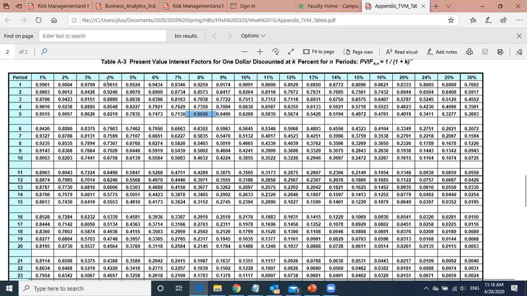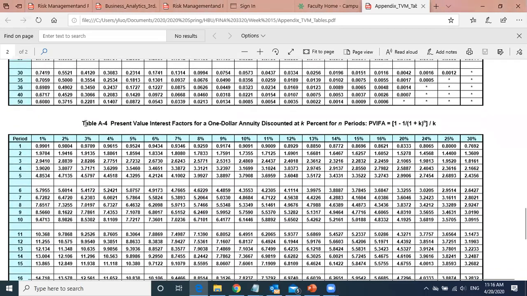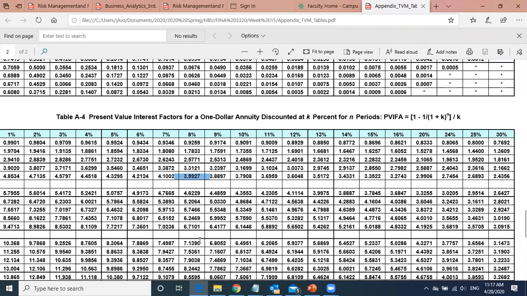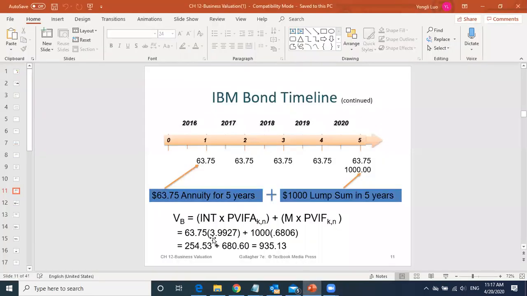So we need to look at table A4. Table A4, 8%, 5 years. So we go to 8% all the way down to 5 years. This is the cross point. 3.9927. Okay, 3.9927. So that's how you get these two numbers.